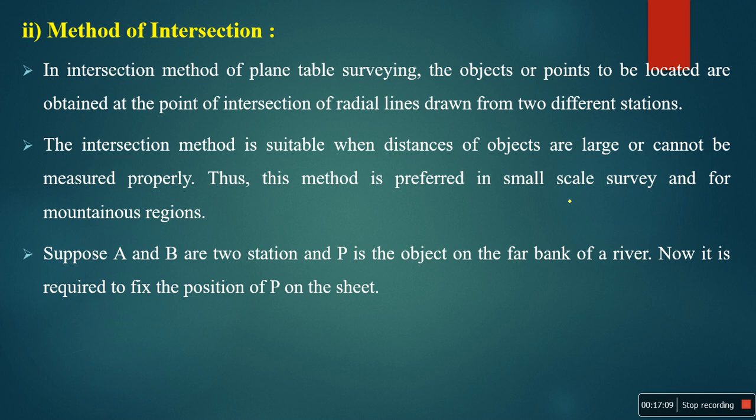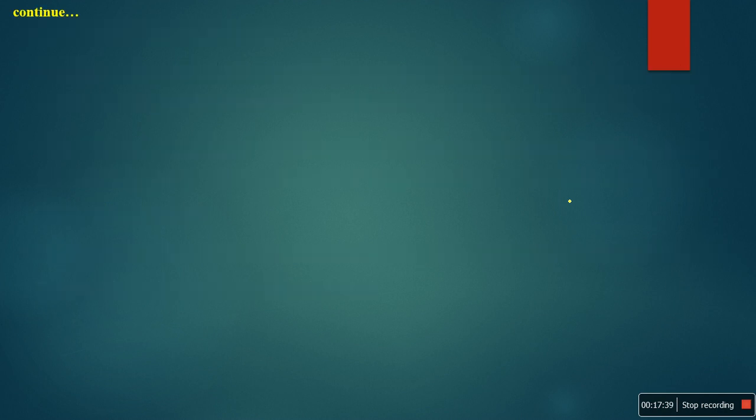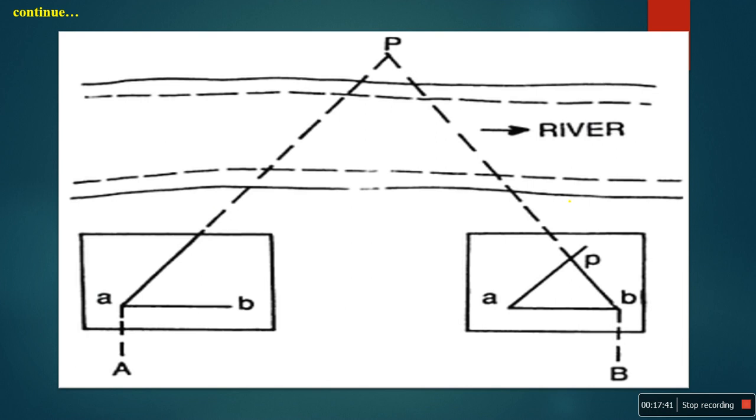For example, suppose stations A and B are the 2 stations, and one more station, P, is far away on the bank of a river. In that condition we go with the method of intersection. Without going to station P, from stations A and B we find the P station on the drawing sheet. We will discuss the procedure of this one.